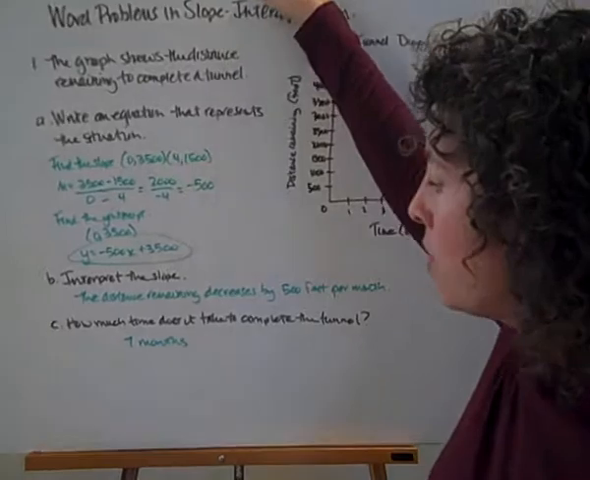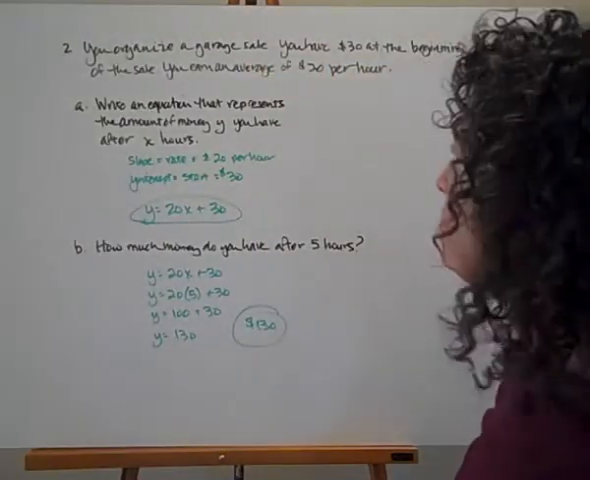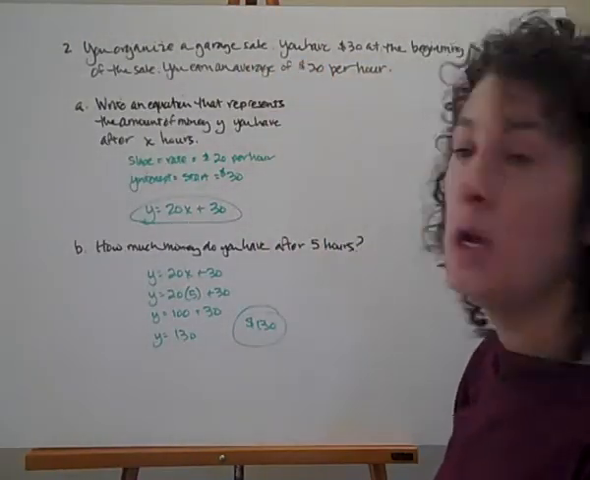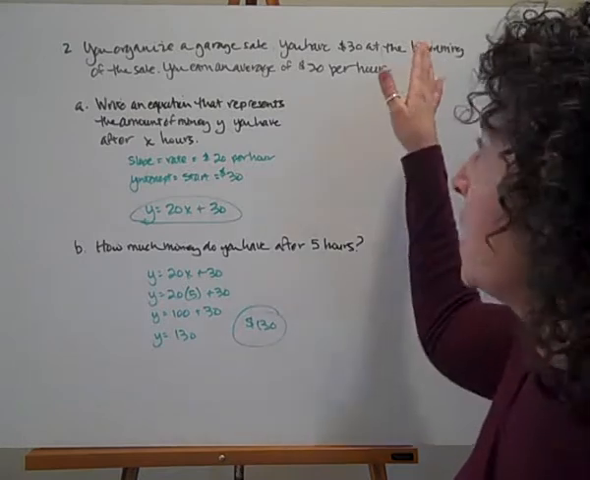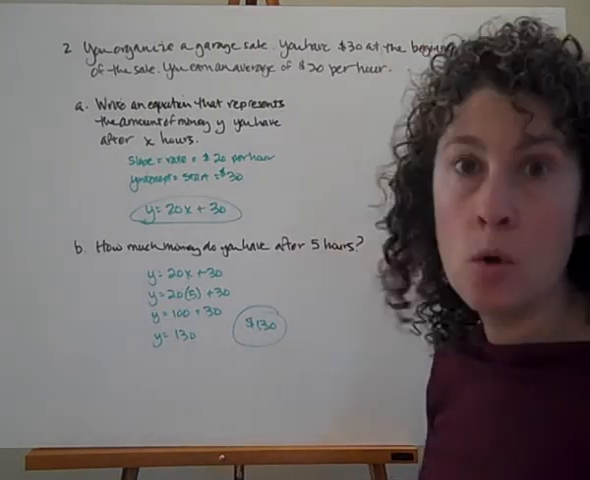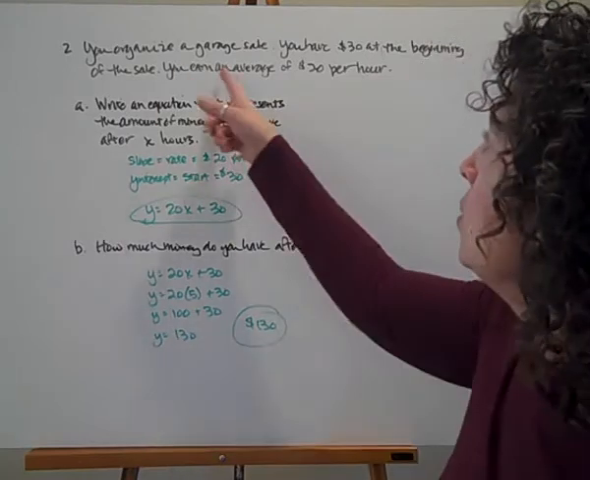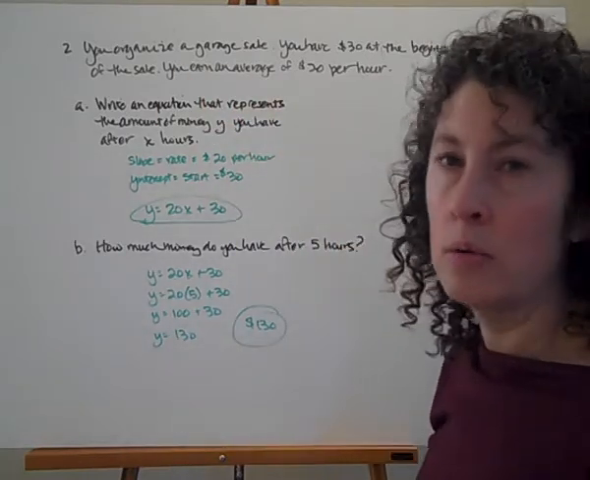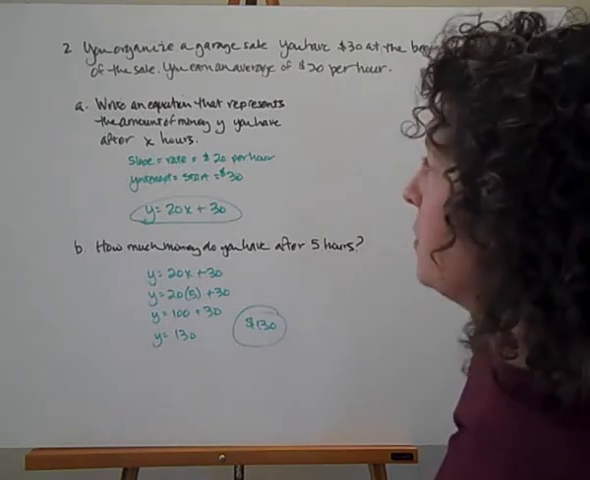All right, one more without a graph. You organize a garage sale. You have $30 at the beginning of the sale. We've got a garage sale, so we want to have some cash to give out, change and whatnot. Maybe it's all quarters and ones and fives. You earn an average of $20 per hour. You're doing a nice job with this yard sale. It must be some good stuff.